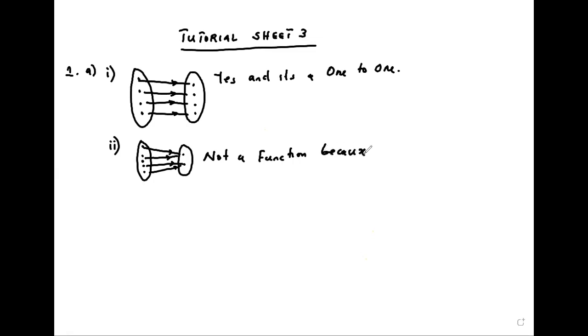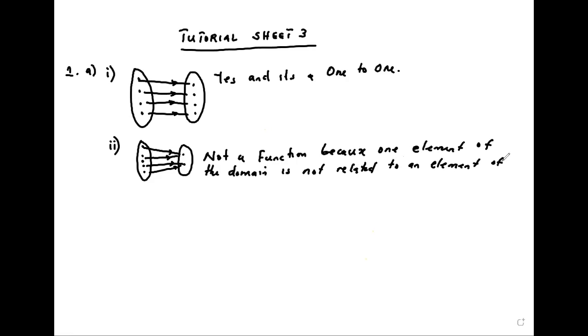Because one element of the domain is not related to an element of the image. So I've also given a reason why we feel it's not a function.